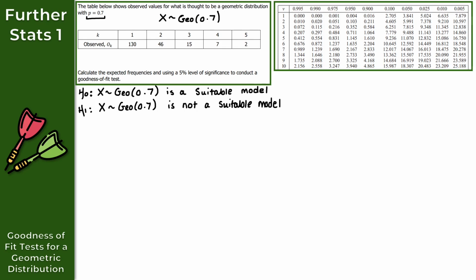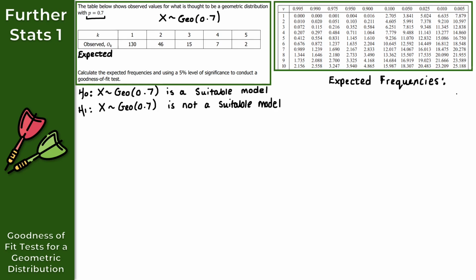So the next thing to do now is to calculate the expected frequencies. Underneath this row here, which is our row for the observed frequencies, what I'm going to do is add the expected frequencies. So expected here, like so. To calculate the expected frequencies, how do we do that? Let me just make a note over here to the right.